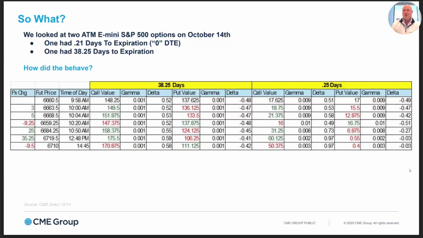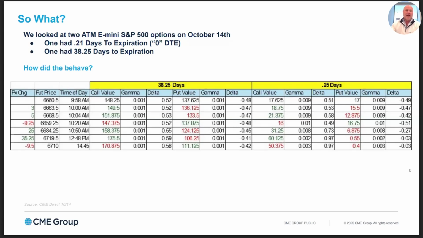The call value on the shorter dated is now lower by more than 1.5 points. The gamma is actually bigger, since we have less time until it expires. And the delta is now even below 50. So that delta moved from 58 to 49 just in that 15 minutes with a 9-point move.